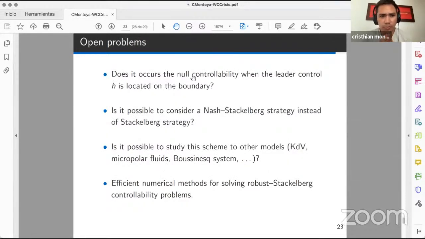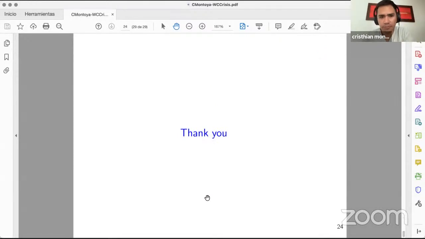And finally, some open problems in this direction: maybe putting the leader on the boundary condition or another one, and also extending the possibilities by considering only two forces and considering the Stackelberg strategy, that means several players. And of course, the application of this notion to other models. And maybe we can find another numerical scheme or method for solving the robust controllability problem. That's all. Thank you for your attention.